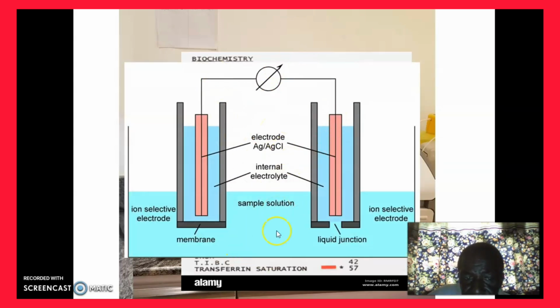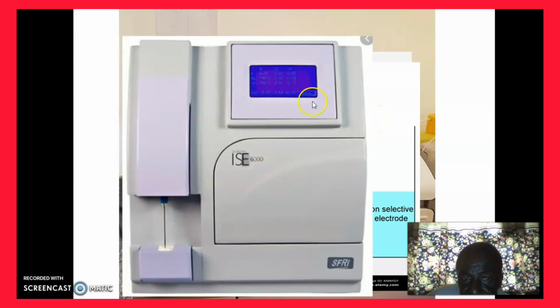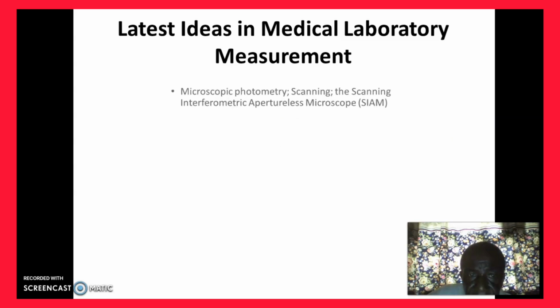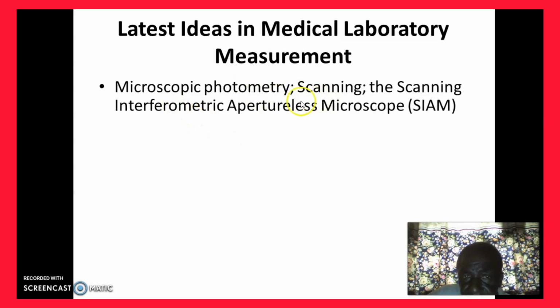The latest is the ion selective electrodes. You can see the electrodes that are used to do the potentiometry calculations. And this is the ISE photometer right there.